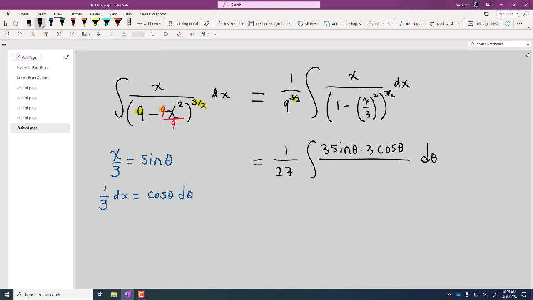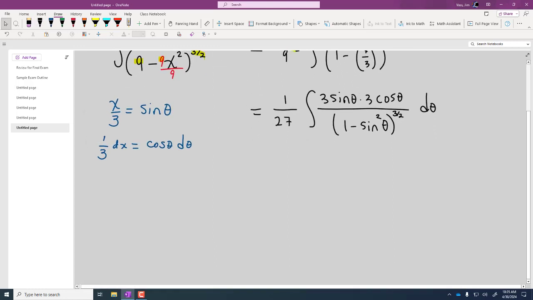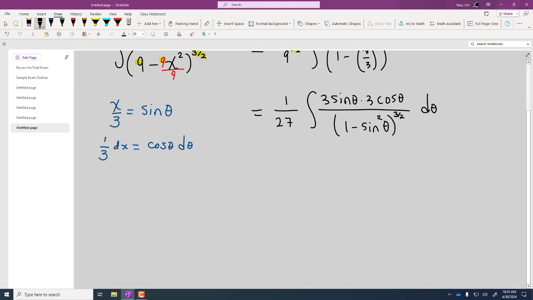So we've got that. And in the bottom, we have 1 minus sine squared of theta raised to the 3/2 power. And that was the whole point, because 1 minus sine squared is cosine squared. It collapses it into one term. That is the whole point.